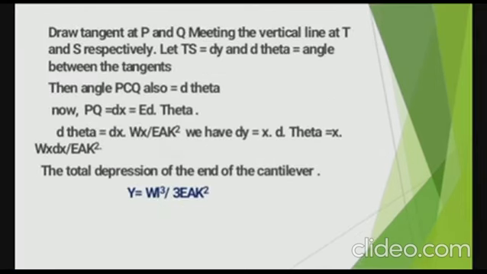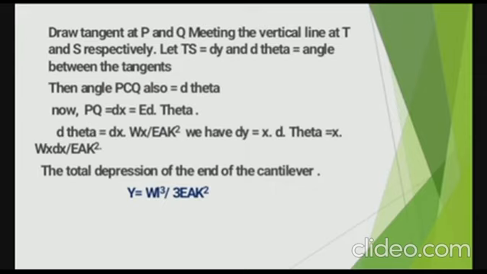Draw tangents at P and Q meeting the vertical line at T and S respectively. Let TS be equal to dy and d theta equal to the angle between the tangents. Then angle PCQ is also equal to d theta. Now PQ equals dx, which is equal to R into d theta. d theta is equal to dx into Wx by E A k square. We have dy equal to x d theta.